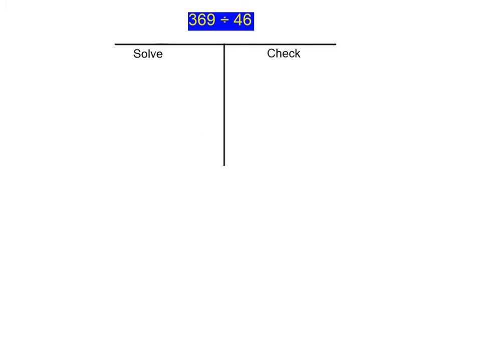I want you to go ahead and set up 369 divided by 46, and then come back, and we'll make sure you put it all in the correct spot. You should have put in 369 inside and 46 outside. Now, we're looking at 46. We need to see how many times 46 goes into 369. Again, 46 is close to 50. So we need to count by 50s and try to get close to 369.